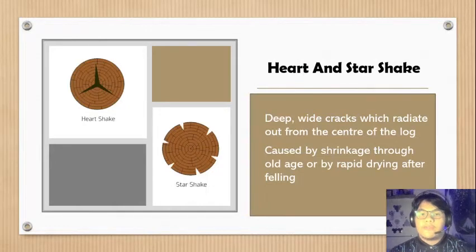Next, we have hard and star shake, that is, deep white cracks which radiate out from the center of the log, caused by shrinkage through old age or by rapid drying after felling. As you can see on the first graphic there, the hard shake occurs inside the log, in the center of the log. The star shake occurs outside of the log, as you can see on the graphics there.